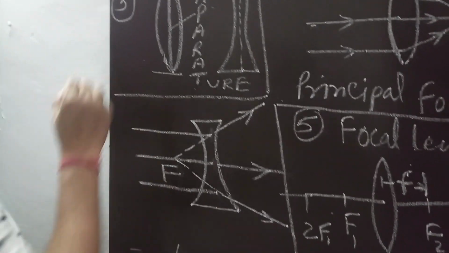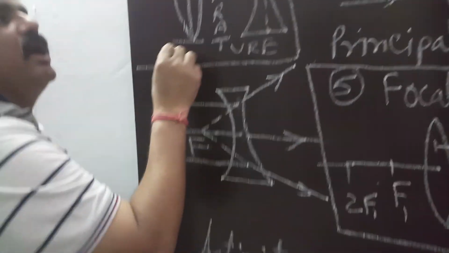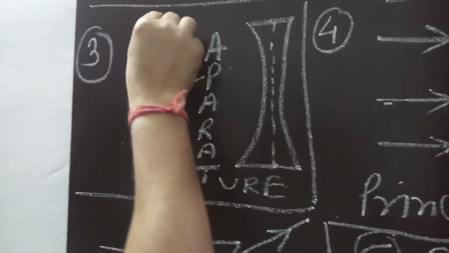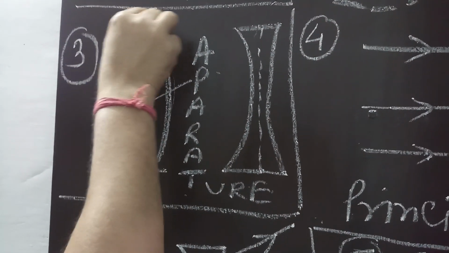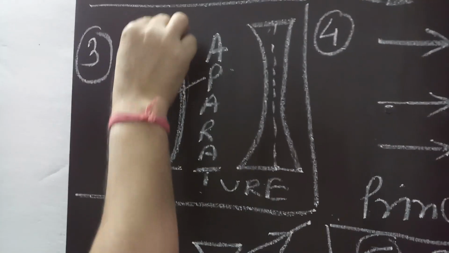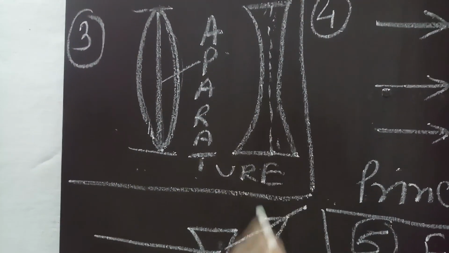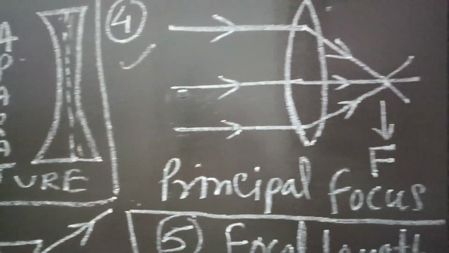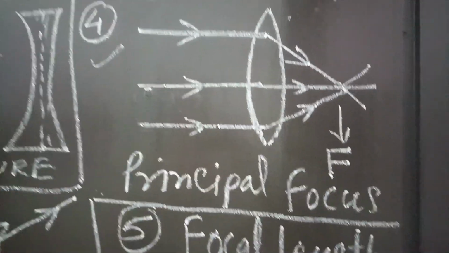Number 3, aperture. Look here, this is the lens, and the distance between the two ends of the lens is called the aperture. And next, principal focus, the most important part.